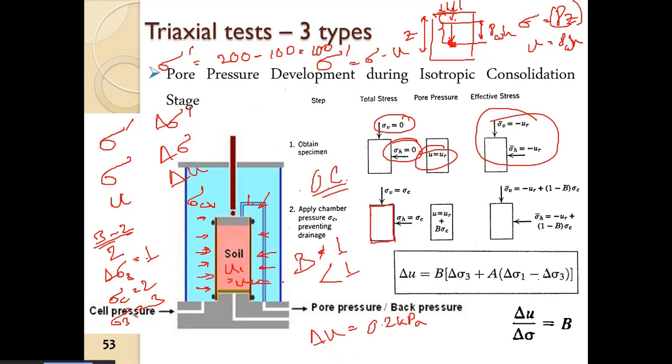All right, so we applied delta sigma equal to 1 kPa, and we saw that delta U is 0.2 kPa. So we can say there is an increase in sigma dash as well, because 0.8 kPa is still left unbalanced. So a 0.8 kPa increase in effective stress is taking place.